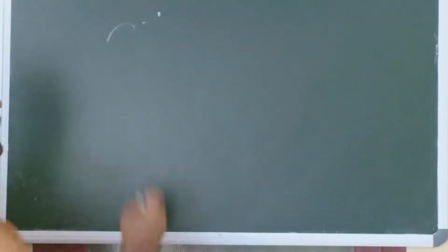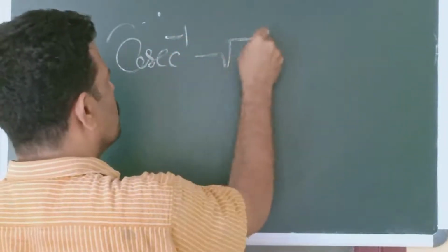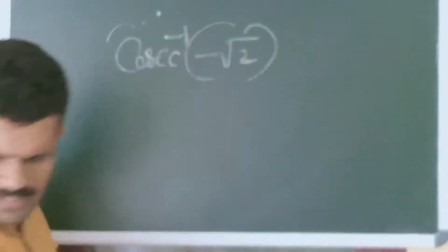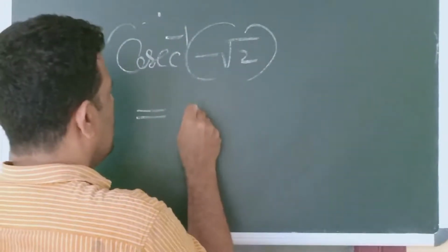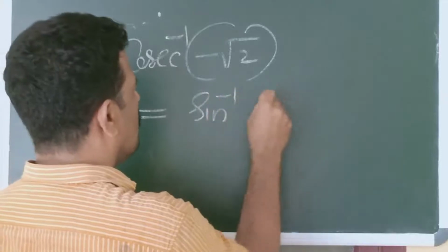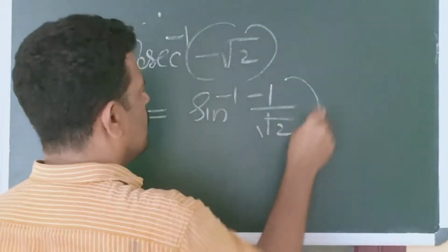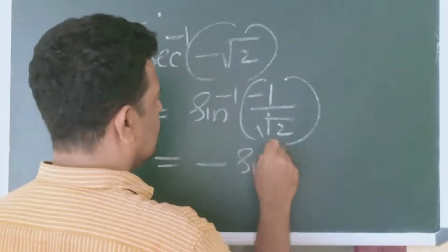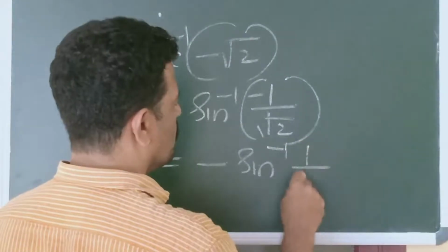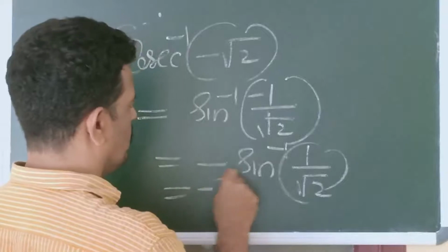Now the next question is cosecant inverse of minus root 2. By applying the property, we can write it as sin inverse of 1 by minus root 2, that is sin inverse of minus 1 by root 2. Now using the second property, it is minus sin inverse 1 by root 2. Therefore the answer is minus pi by 4.